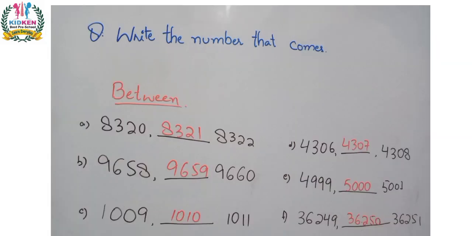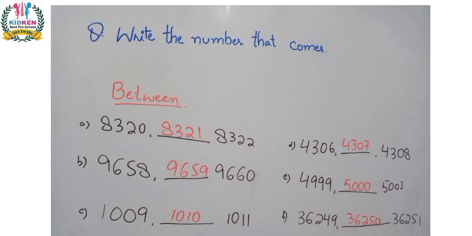The third and last category of write the number that comes is between. In this category we can write the number between the first and last number. So our question number one is 8320 dash 8322. So we can write the after number of 8320 and the before number of 8322. So our solution is 8321.